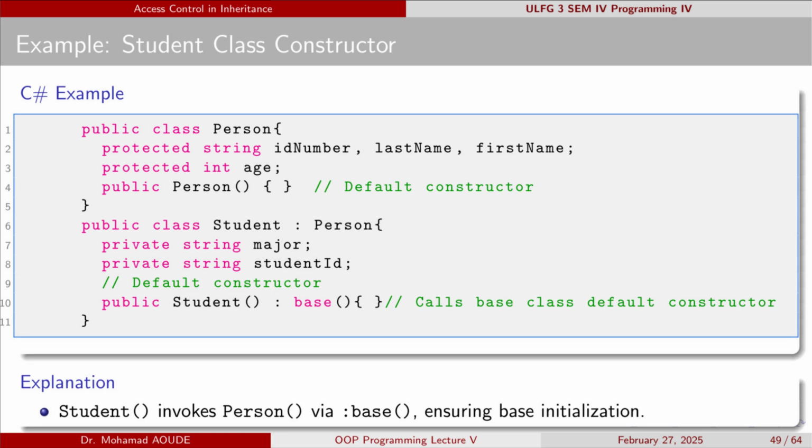Default constructor with base. The example shows how a derived class like Student can call its base class constructor using colon base. Even though the Person constructor is default, explicitly calling it with base keeps your intent clear and code maintainable. It demonstrates constructor chaining, critical when the base class does something important during initialization.